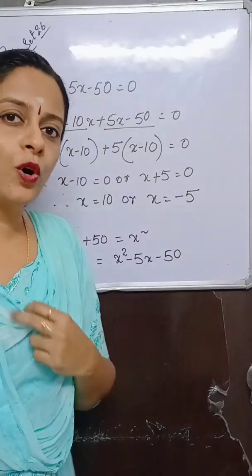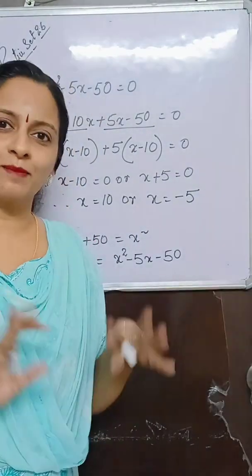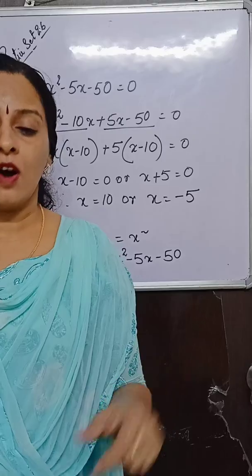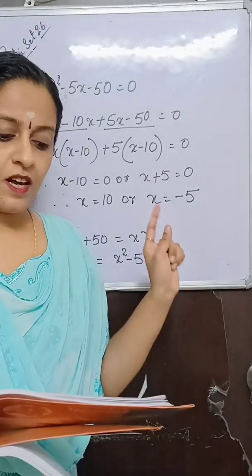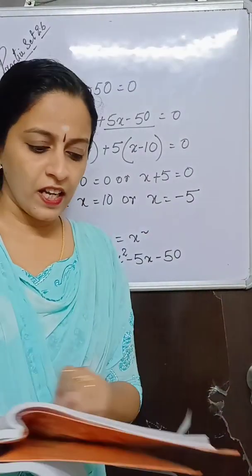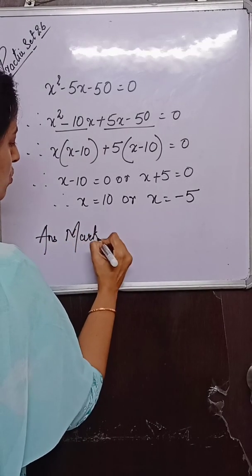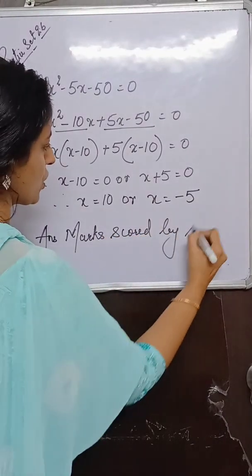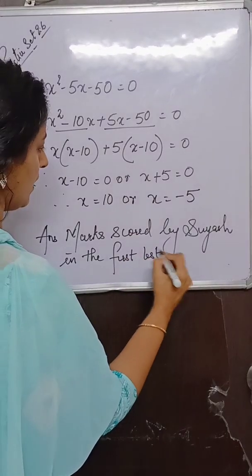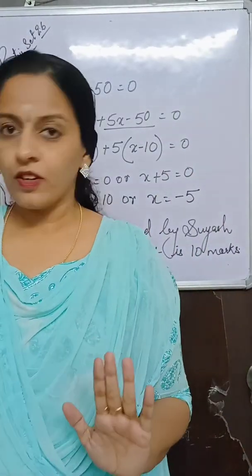Now here the score cannot be a negative number. Negative value we will not take. Here there is nothing specified about copying or something like that. So we will not take the negative number. The correct score is 10 marks. What was x? The score of Suyash in the first test. That is the question. Find his score in the first test. So final answer: marks scored by Suyash in the first test is 10 marks. Simple. Okay, fine till here.